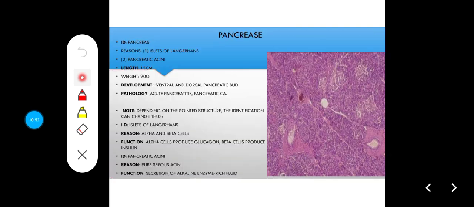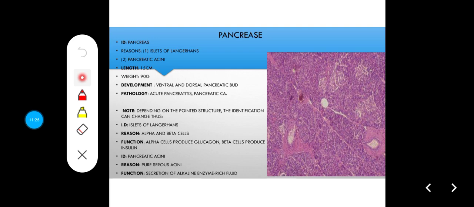Now the next one that we are going to look at is the pancreas. So let's read the side notes. The reasons for identifying the pancreas are the islets of Langerhans and the pancreatic acinar. The length of the pancreas is about 15 cm. The weight is about 90 grams. The development is from the ventral and the dorsal pancreatic buds. The pathology involving the pancreas includes acute pancreatitis and pancreatic CA.